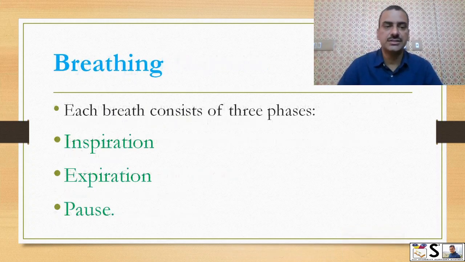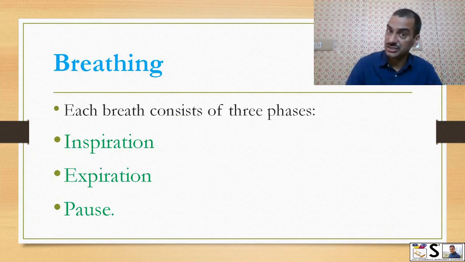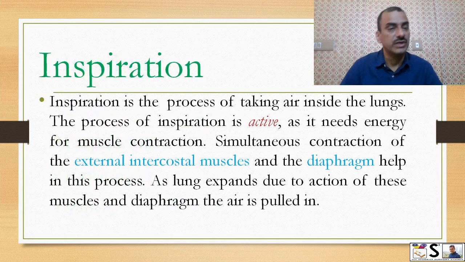Breathing. Each breath consists of three phases: inspiration, expiration, and pause. What is inspiration? Inspiration is the process of taking air inside the lungs. The process of inspiration is active. It needs energy for muscle contraction. Simultaneous contraction of external intercostal muscle and diaphragm help this process. As the lung expands due to the action of these muscles and diaphragm, the air is pulled in the lungs.